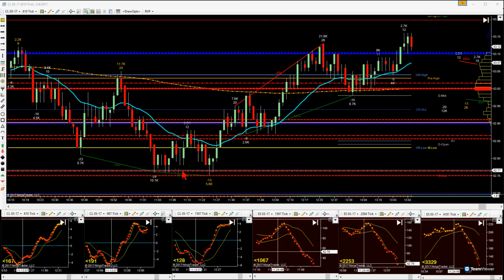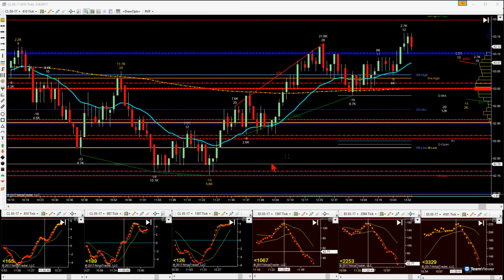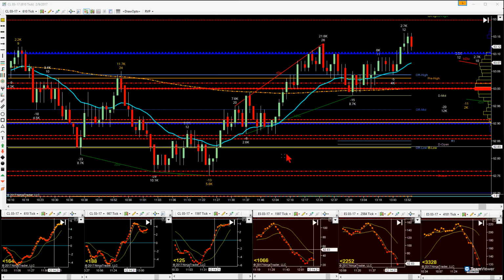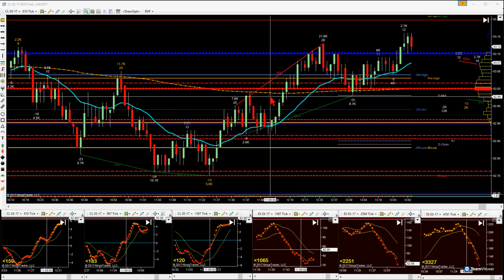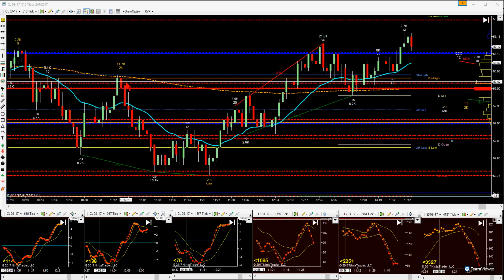I'm looking for my 10 ticks. And in a case like this where 10 ticks takes you exactly to the VWAP, you could cheat it a couple of ticks. You could look for 8 ticks. There's nothing wrong with that. So that's somewhere that you could have been looking to add on to your position.